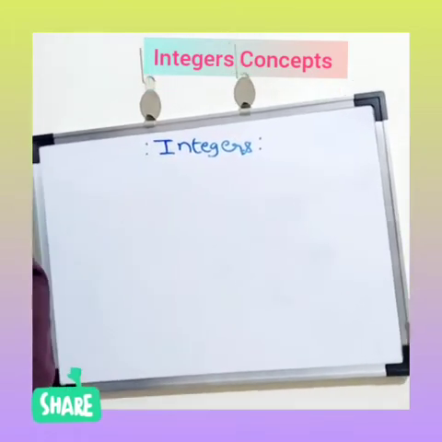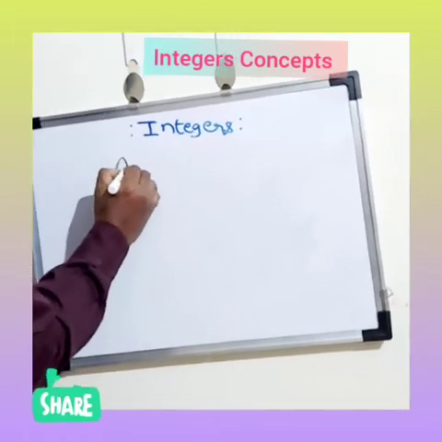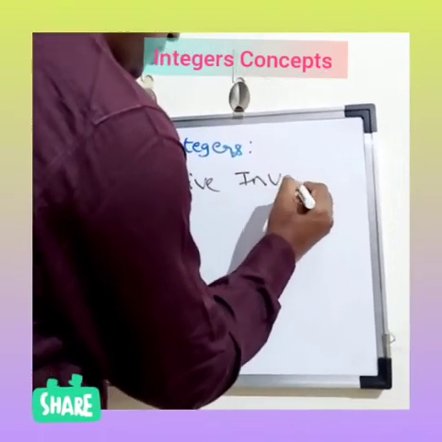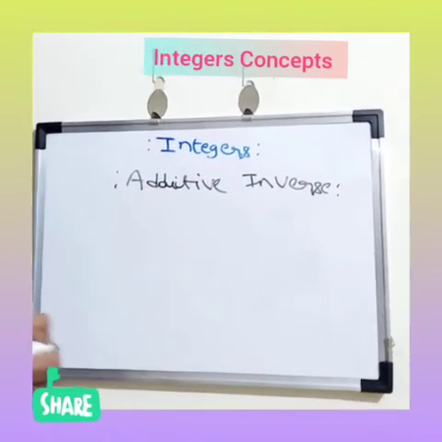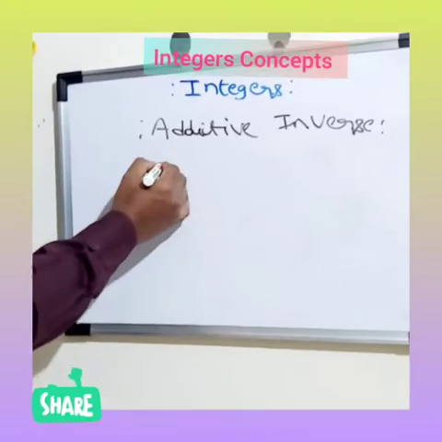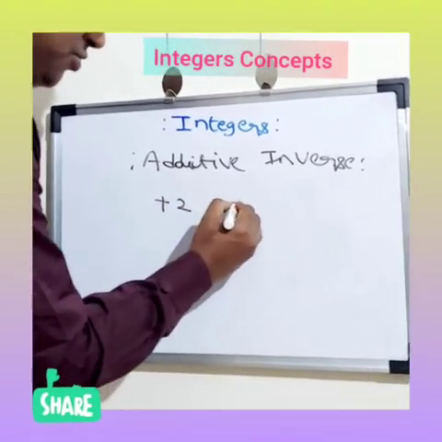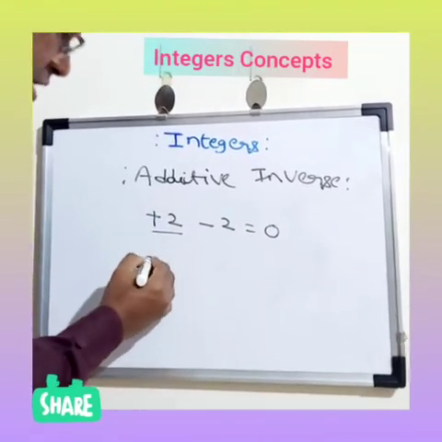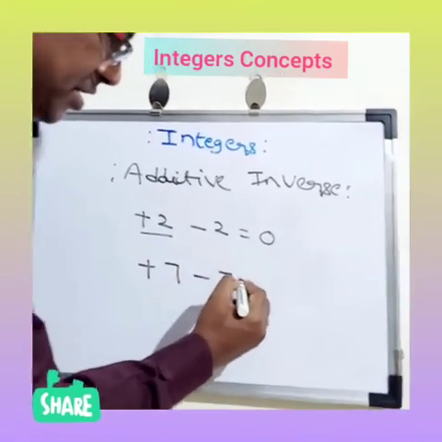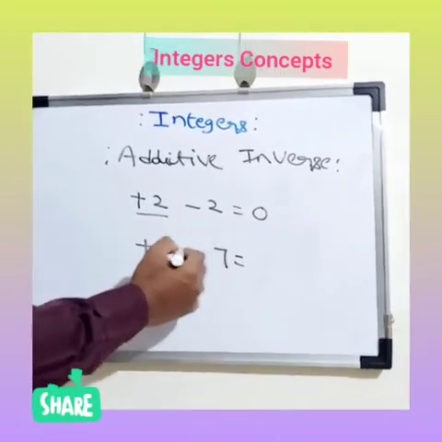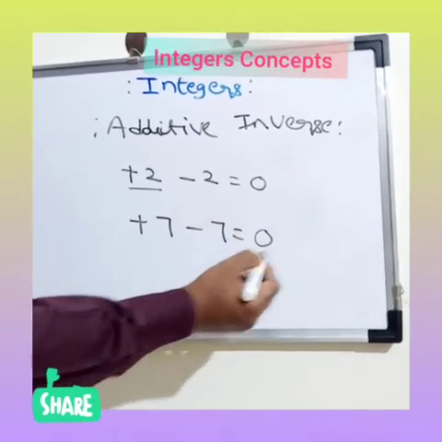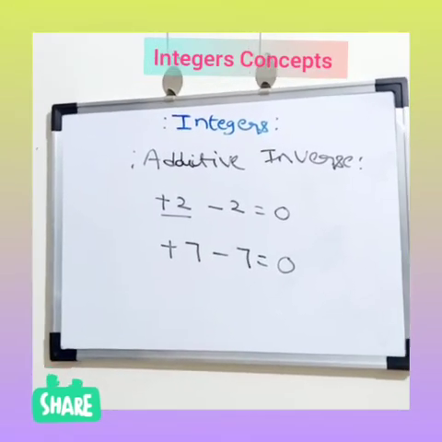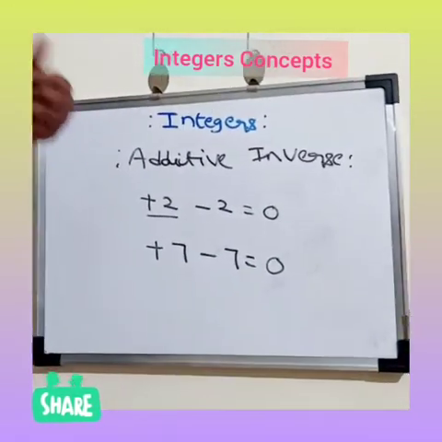Now we will discuss one more topic on integers, called additive inverse. Additive inverse means if you take any number, plus 2, then minus 2 is the additive inverse of plus 2, because when we add these two numbers the result is 0. Similarly, for plus 7, minus 7 is the additive inverse, because when we add both numbers the result is 0. Each is called the additive inverse of the other number.